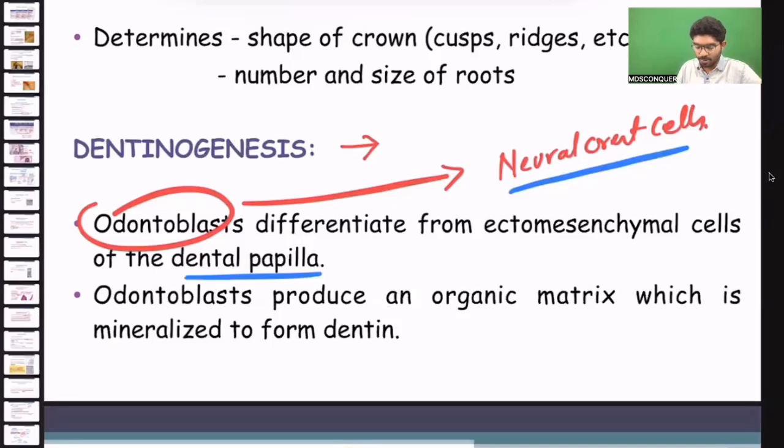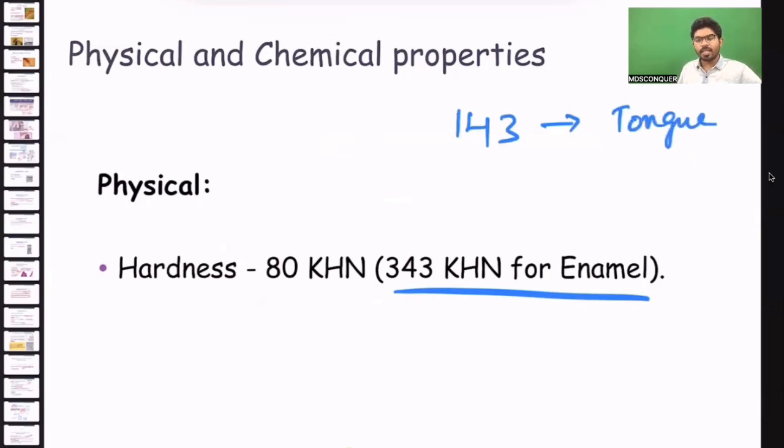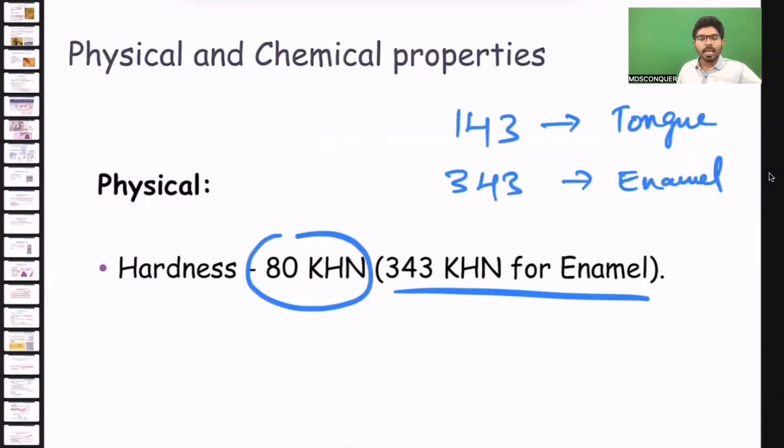Okay, done. I'm moving to the next one. Hardness value of enamel. Very frequently asked question. We regularly have very fancy numbers. 143 is related to which structure? Very good, Monica. 143 is tongue, formed from the pharyngeal arches. Enamel, you can remember 343. 343 is the hardness value of enamel. Dentin hardness value will be less compared to enamel, that is 80.